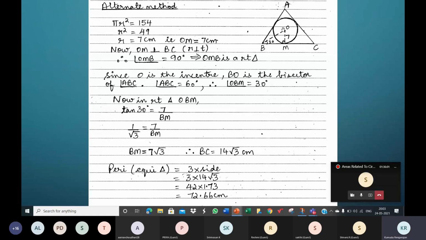Now, when you join O and M, OM will be perpendicular to BC by the theorem. If M is the point of contact, BC is a tangent to the circle. If you mark the point of contact as M, when you join OM, OM is the radius that connects the center and the point of contact.